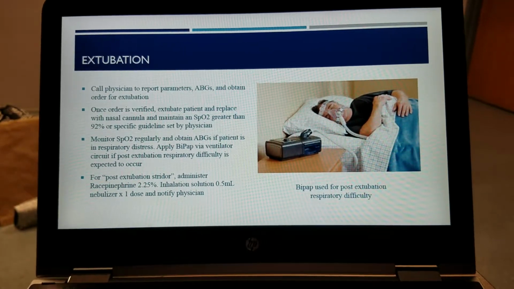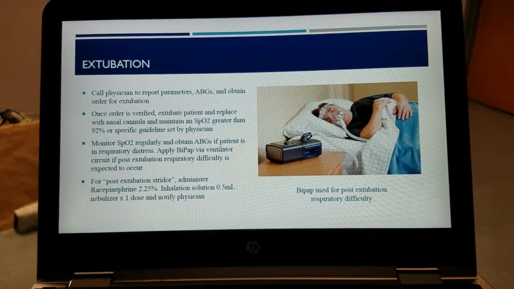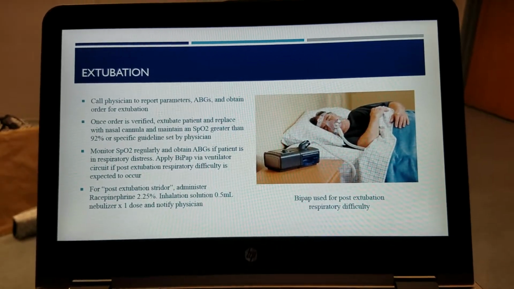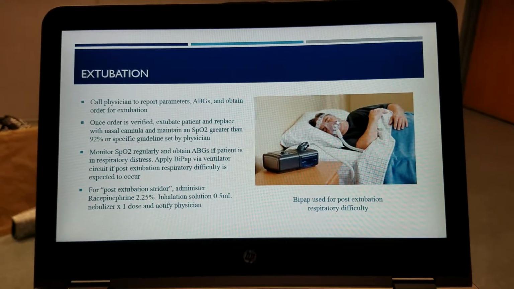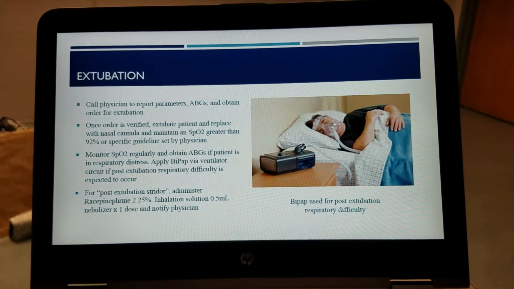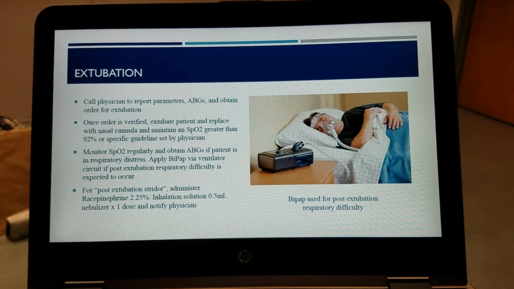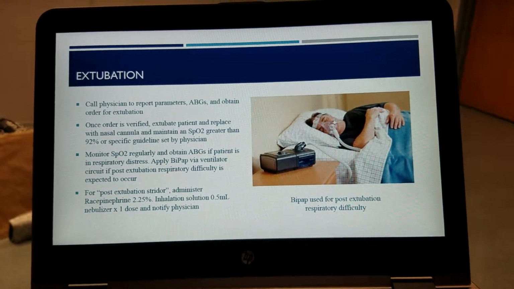Apply BiPAP via ventilator circuit if post-extubation respiratory difficulty is expected to occur. For post-extubation stridor, administer racemic epinephrine 2.25% inhalation solution 0.5 mL nebulizer, 1 dose, and notify the physician. BiPAP is used for post-extubation respiratory difficulty.